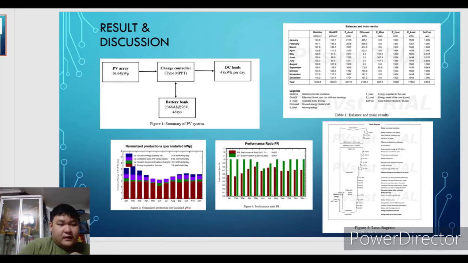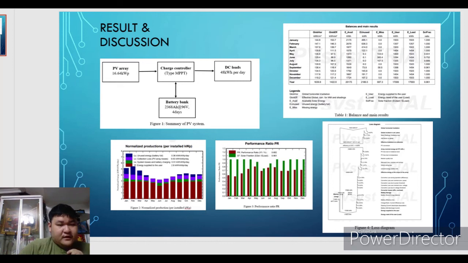The PV array loss is 0.63 kilowatt hours per kilowatt peak per day, while the system loss and the battery charging loss are 0.31 kilowatt hours per kilowatt peak per day. The overall performance ratio, as shown in figure 3, is 68.2%.